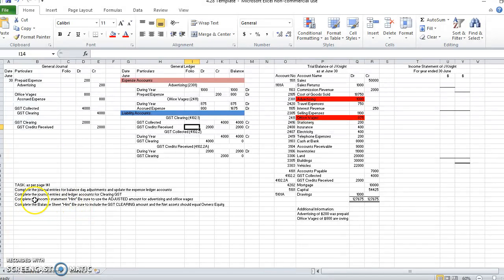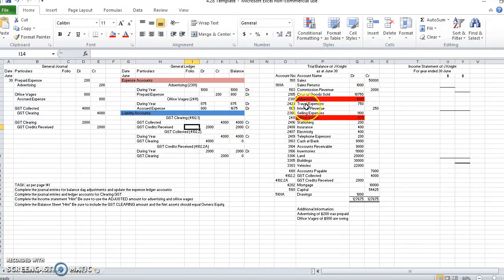Fantastic. The next step is to complete the income statement. Hint, be sure to use the adjusted amount for advertising and office wages. Remember, we had changed these two. So what we'll do is take the balance from our ledger accounts. Why? Because that's what we always do with our trial balance. Our trial balance should reflect all of the account balances, the amount in the bottom right, for every single account.